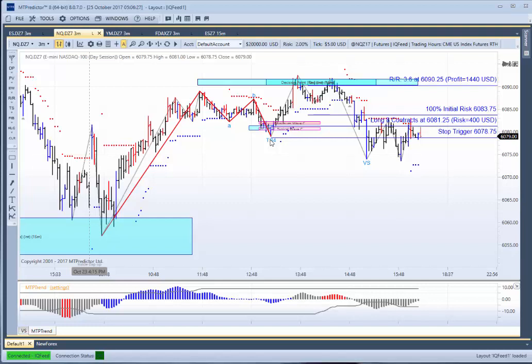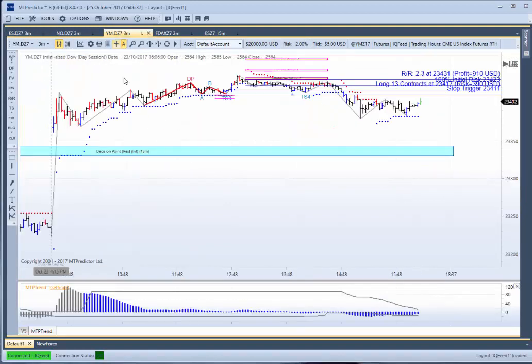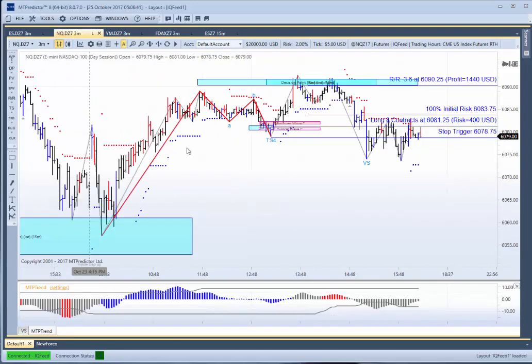So as you can see, a good day for MTPredictor yesterday, where our DPs nailed the low and the high of the day on the NQ. We nailed the high of the day on the ES, and we tried to avoid the YM because the picture wasn't clear. So a good day for MTPredictor yesterday, particularly when you use the DPs on the current chart and also on the higher time frame chart as well.